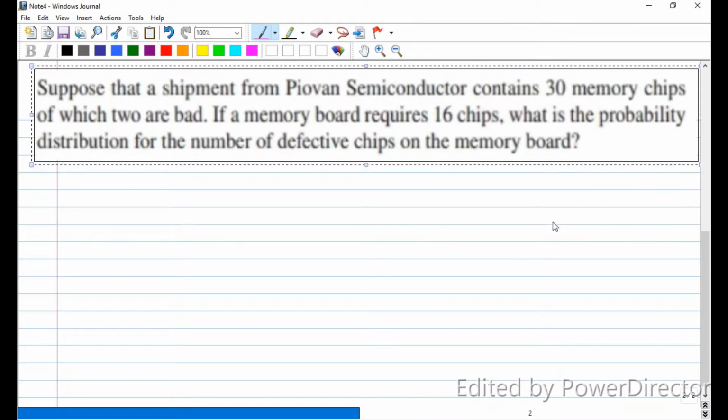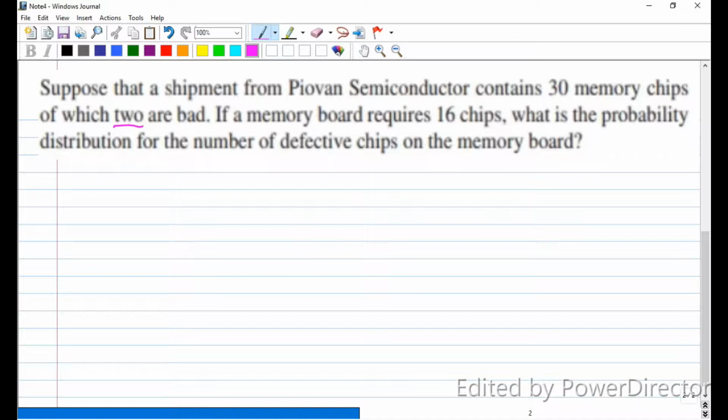Suppose that a shipment from Pavion Semiconductor contains 30 memory chips, of which 2 are bad. So we got 30 memory chips, 2 of those are bad. If a memory board requires 16 chips, what is the probability distribution for the number of defective chips on the memory board? So one of the memory boards has 16 chips on it, if you take a memory board. What is the probability distribution for the number of defective chips on the memory board?